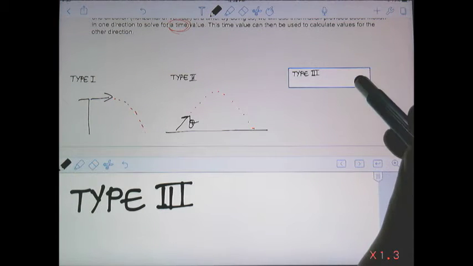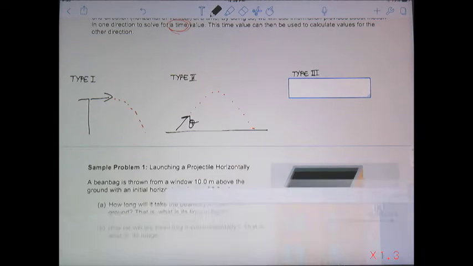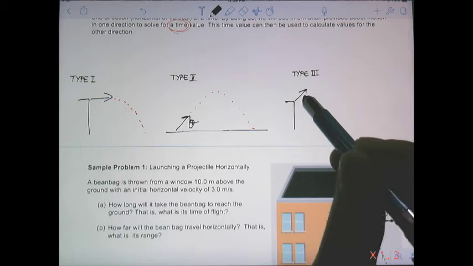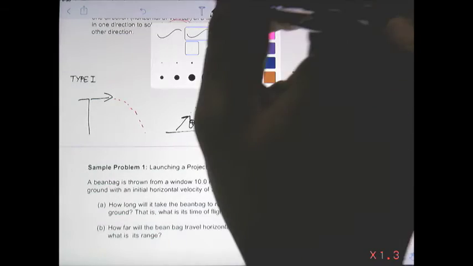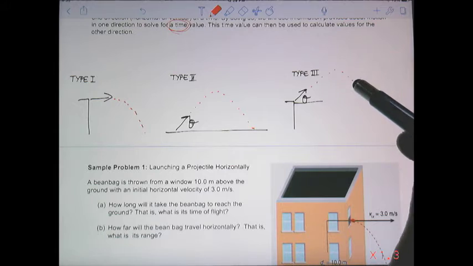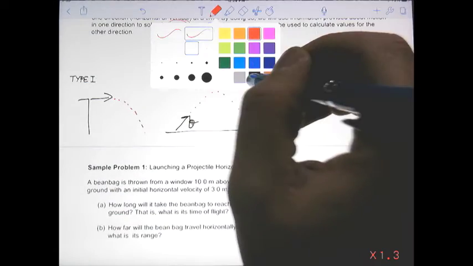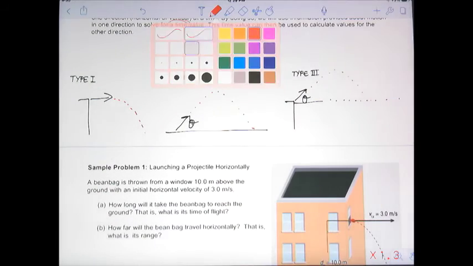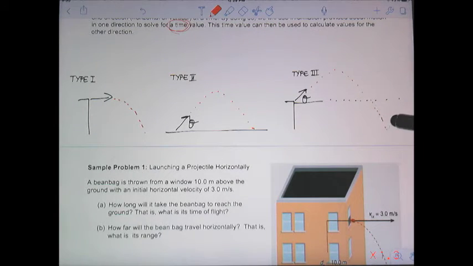The third type is slightly more complicated and is almost a combination of the two of them. Type 3 would be when an object is thrown at an angle but from a height above the ground. So the path that this takes is a bit more complicated. For part of its trip, it has a symmetrical parabolic component, but this object continues to fall past that. And this is type 3.